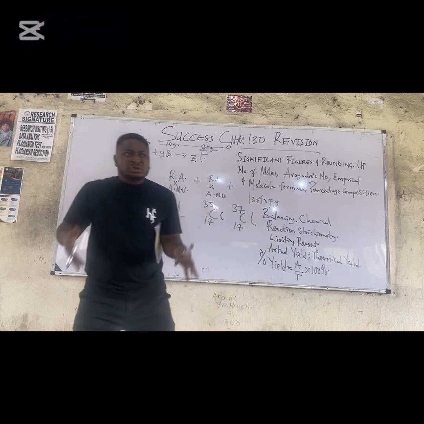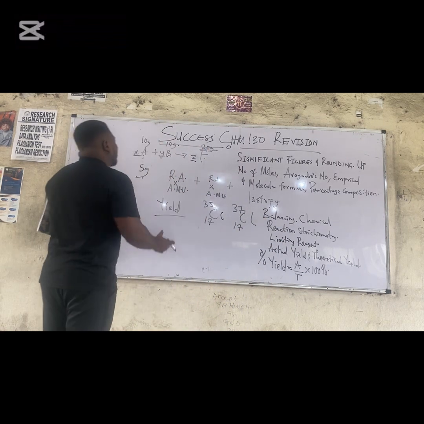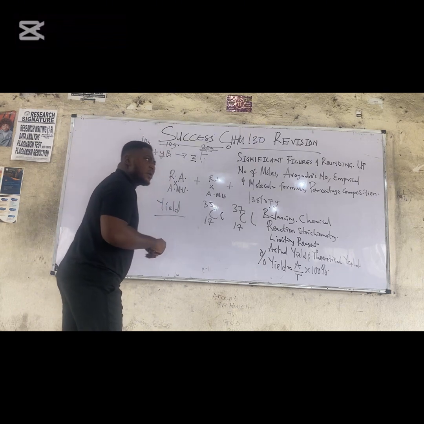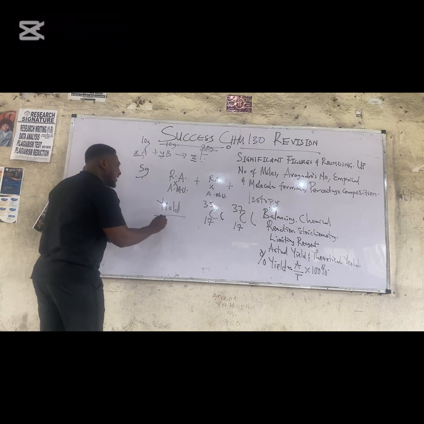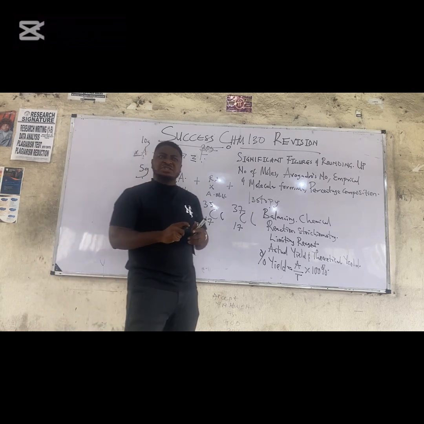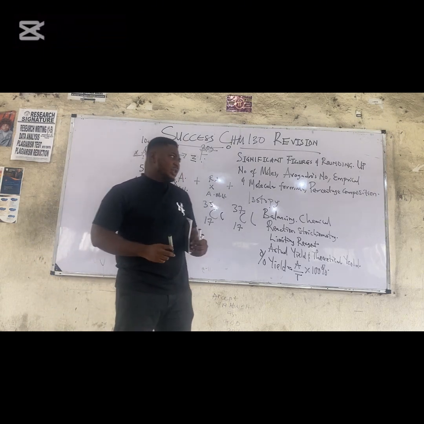But the person that went to the lab and carried out the experiment, he took 10 grams of A, reacted with 10 grams of B. What he got was not 20, he got 18 grams. Class, usually the actual yield is lesser than the theoretical yield. The actual yield is usually lesser than the what?